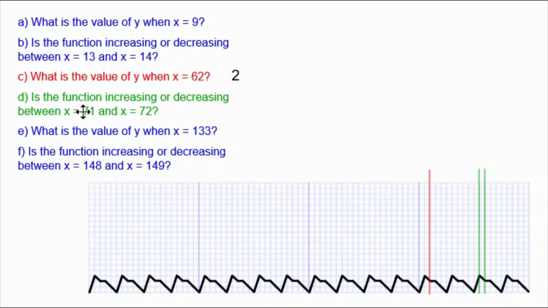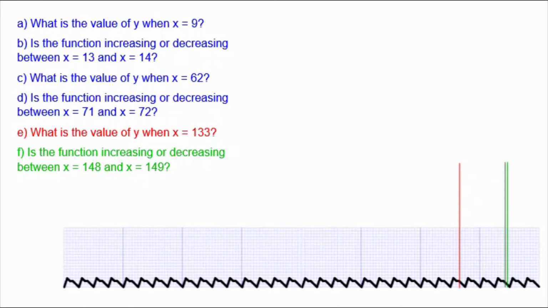And D is the function increasing or decreasing between x equals 71 and x equals 72. That's the area in between these two green lines. And I can see that the function is decreasing. So I'm able to answer my question. But then we look at questions E and F. Now the x values are even larger. And even having drawn the graph this big, covering such a wide range along the x-axis, x equals 133, 148, 149 still don't fit. But of course, I can draw the graph even larger if I wish.